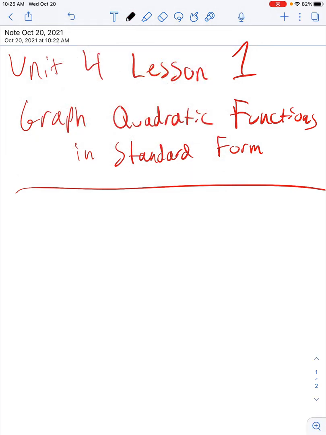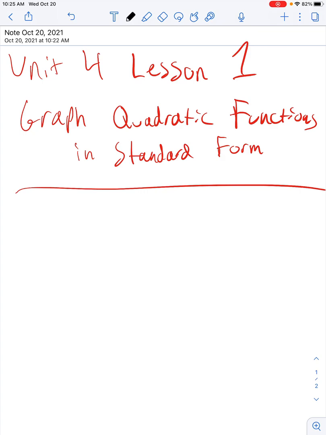Graphing is something that as a class, in general, we really struggle with and need to continue working on. So please pay attention. You have to pay attention to details when you're graphing, or else your graph will not be correct.